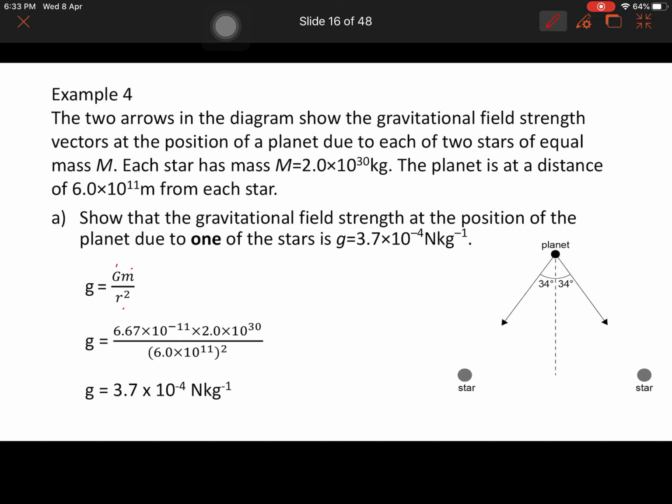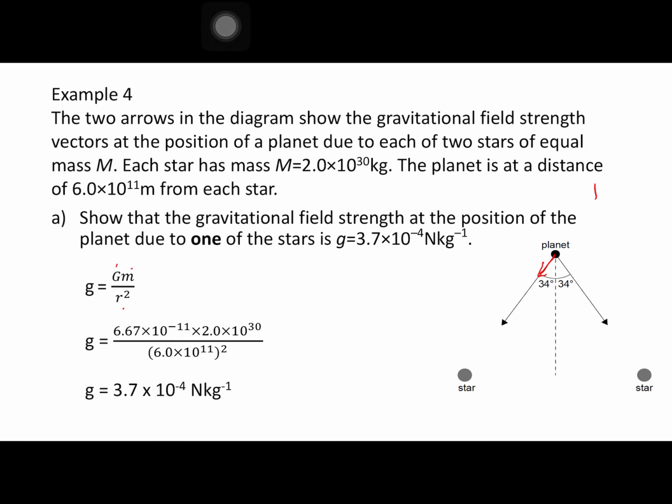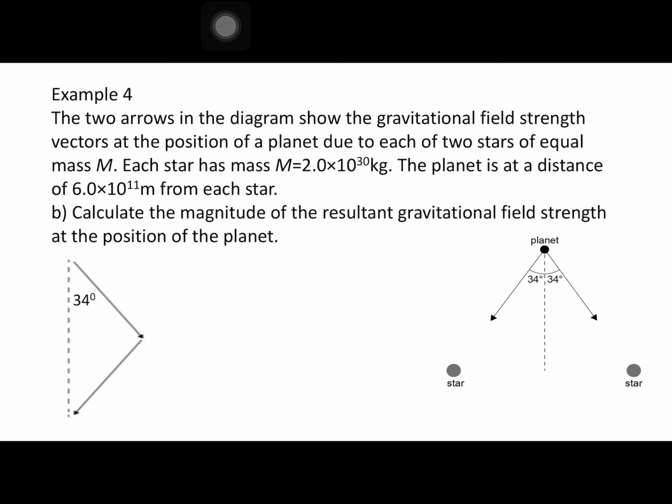Now, why do I not consider the mass of the planet? Because I'm talking about G acting in this direction here. So it's purely due to the star. The mass of the star exerts this gravitational field strength on me, rather on the planet.